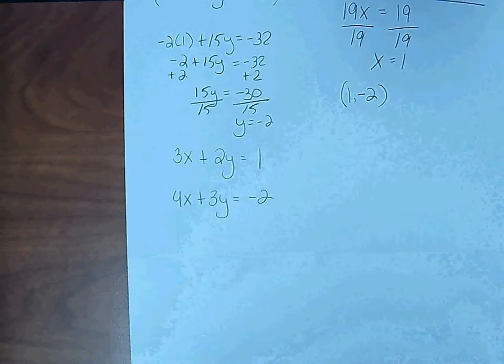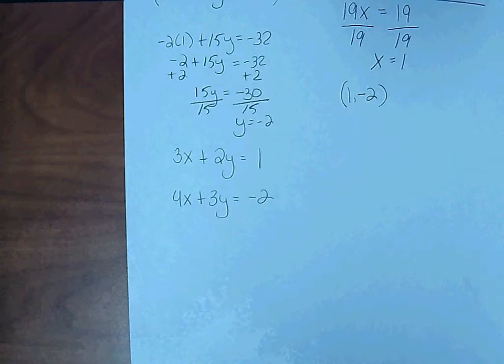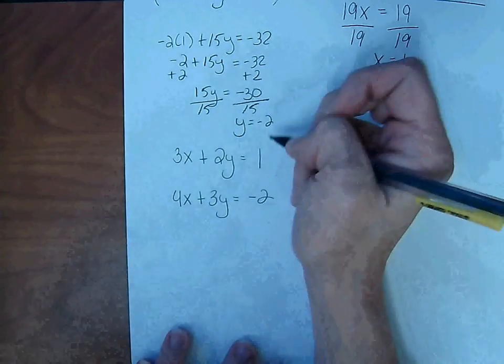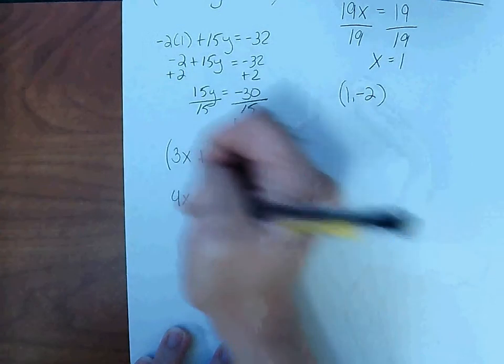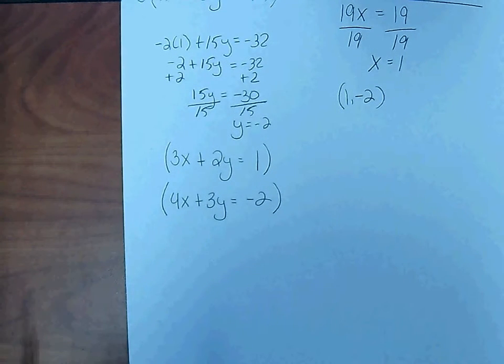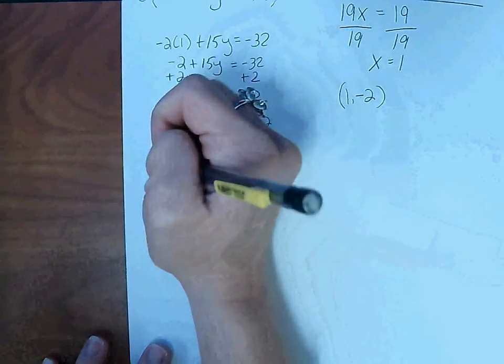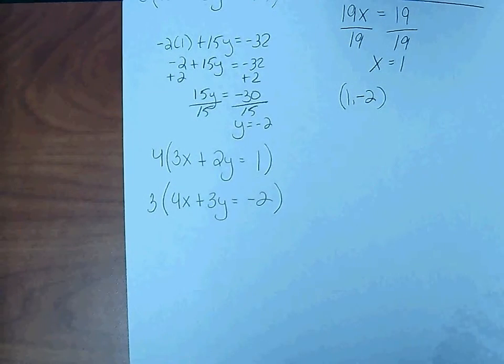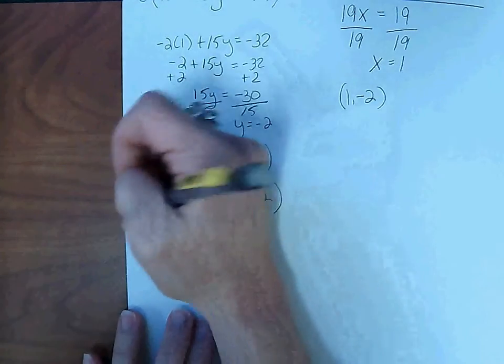In this system, none of the coefficients are opposites. So again, you can make the decision if you want to eliminate the x or the y. Here, both are just as easy to multiply. Just to change it up a little bit, I'm going to make it so that the x is going to disappear or eliminate. So I have to think of the least common multiple of 3 and 4, which would be 12. I'm going to multiply the top equation by 4 and the bottom equation by 3. But keep in mind, one needs to be positive and one needs to be negative. So I'm going to make the bottom a negative 3.